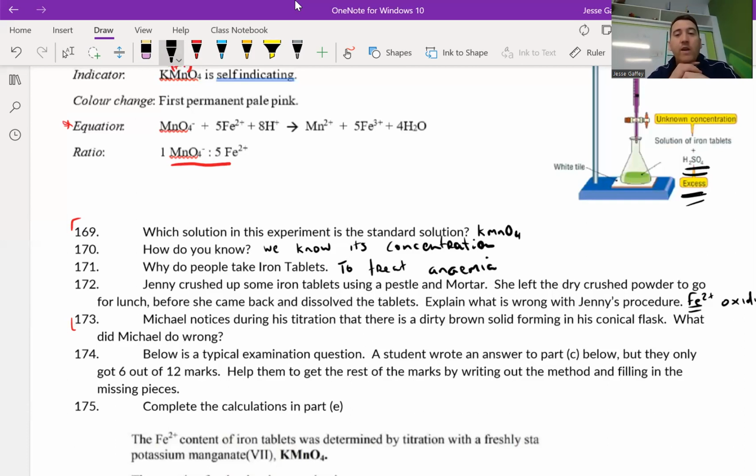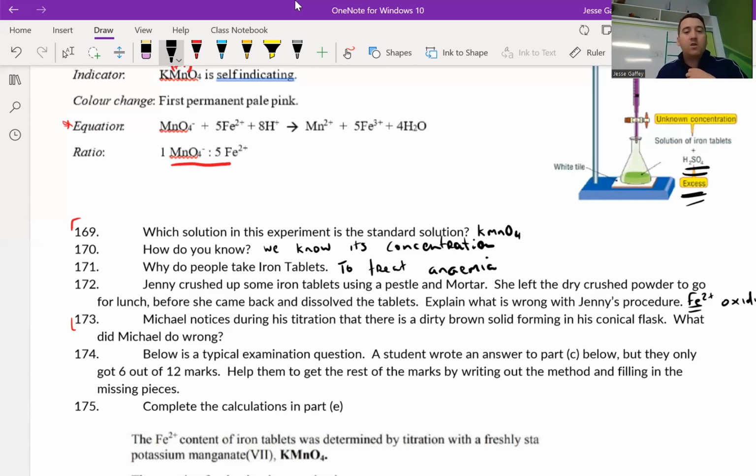That's just here, as you can see, to make sure that there's an excess of acid in the flask. The reason for this is if we don't do this, then the manganese ions, instead of going from +7, the purple color, to +2, the colorless version of manganese, they go to +4, which is this dirty brown insoluble solid.